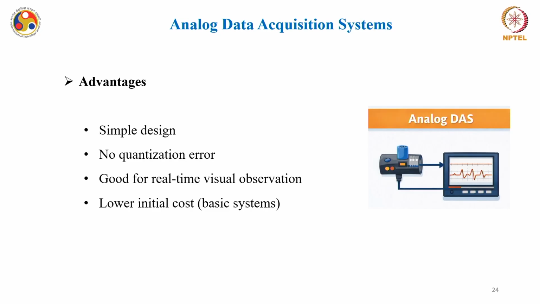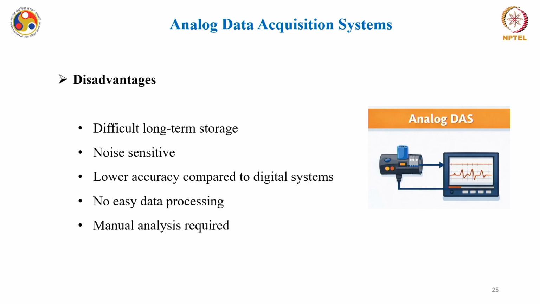However, the analog data acquisition system itself has certain limitations, but it also has different advantages. If you see, the analog system has a simple design, and you do not have any quantization error here. They are good for real time visual observation. And the basic system cost is low as compared to a digital data acquisition system. However, they have different limitations also, like difficulty in long term storage of data.